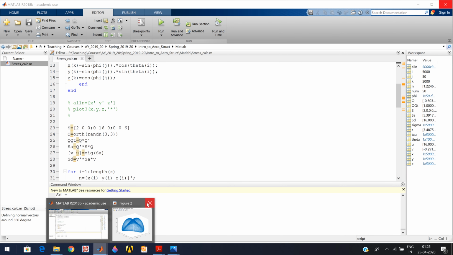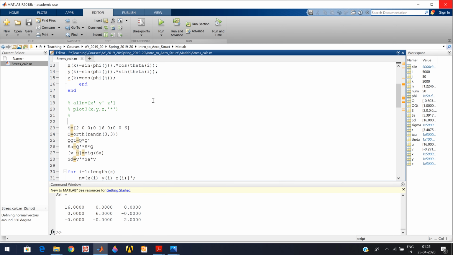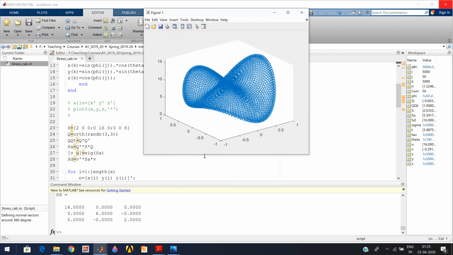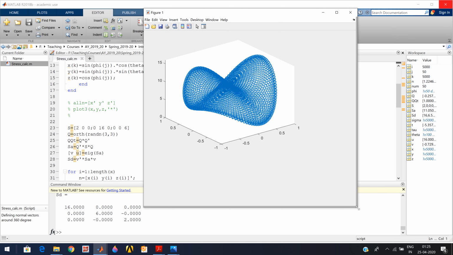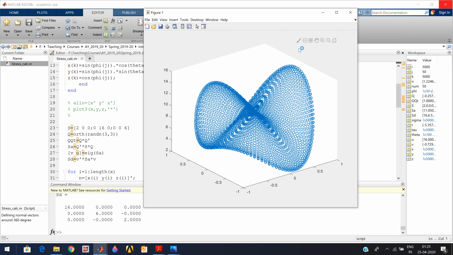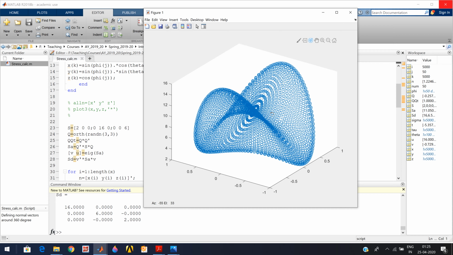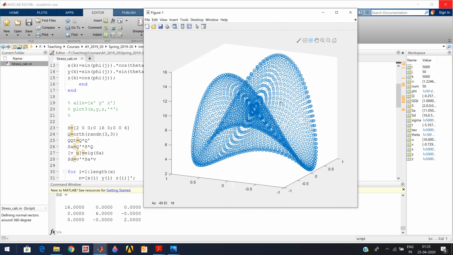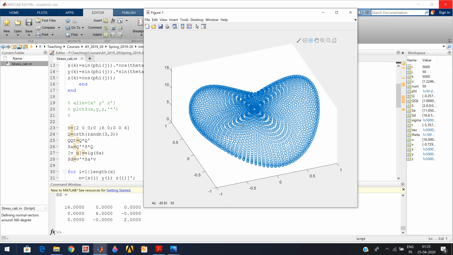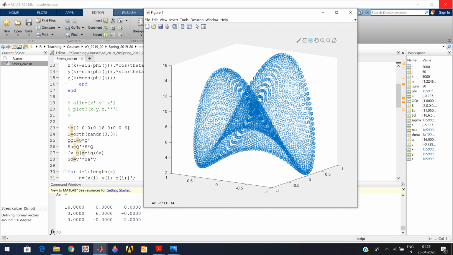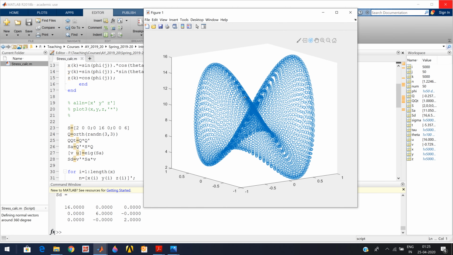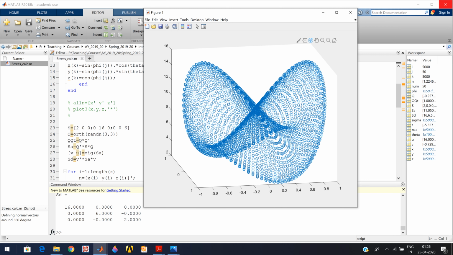All right, so let me run it once more. This is what I have got, and let me rotate and see what we have got. Now you can see this is a very complicated surface, and if you look at this surface, the values are having three extremum values.